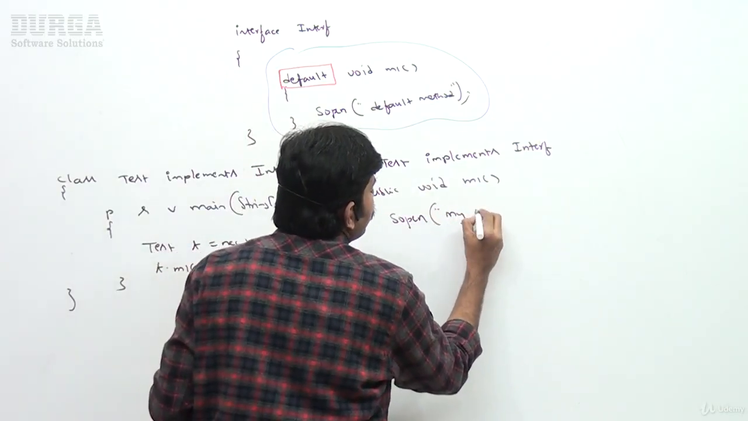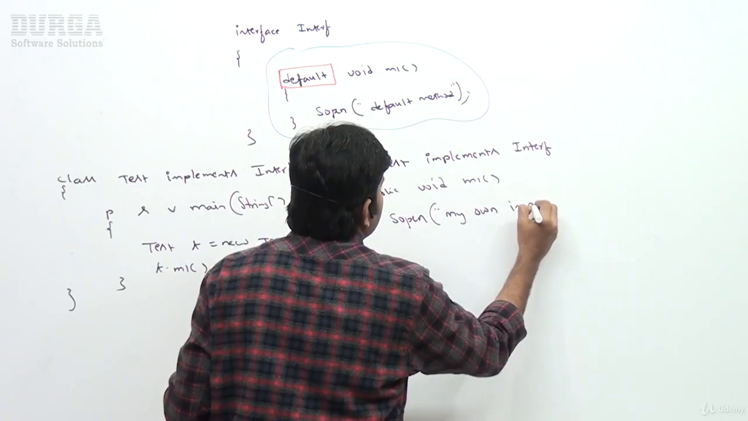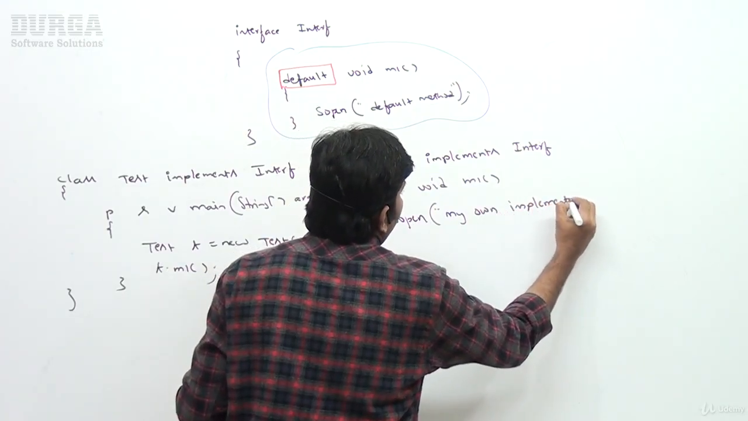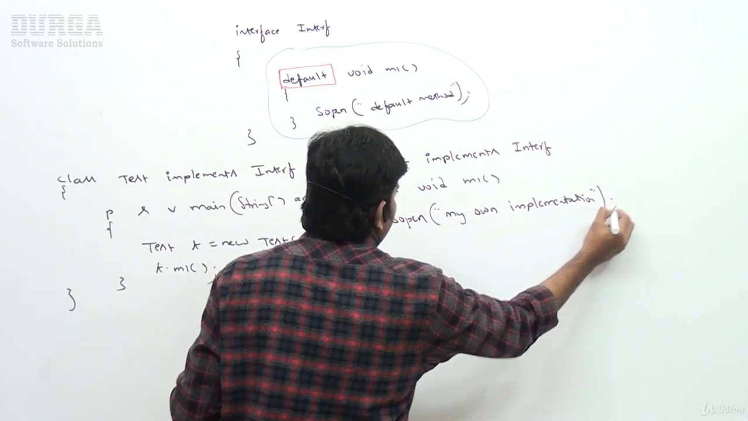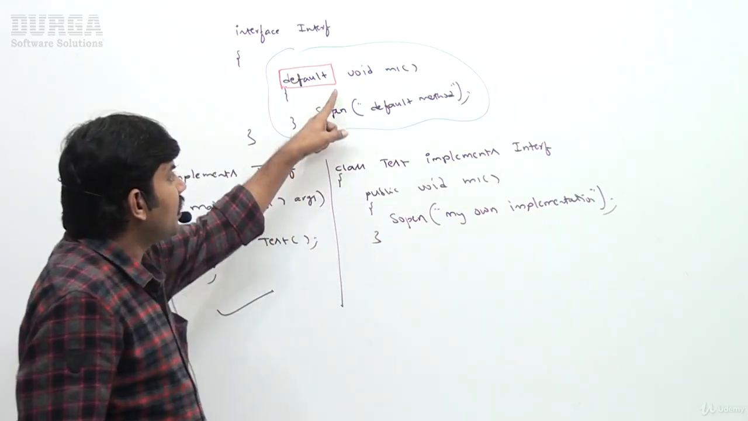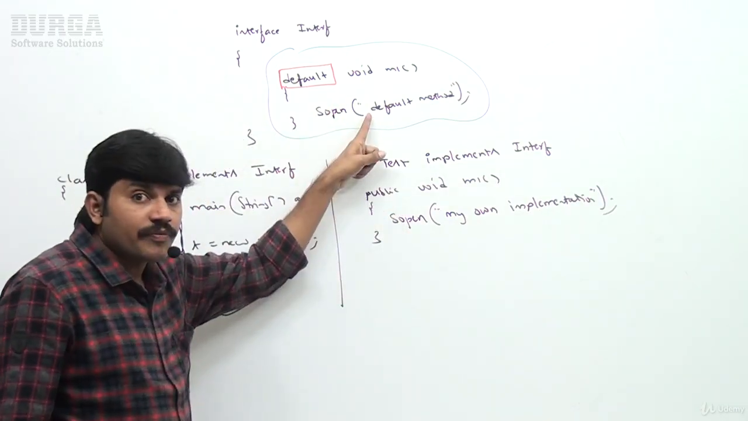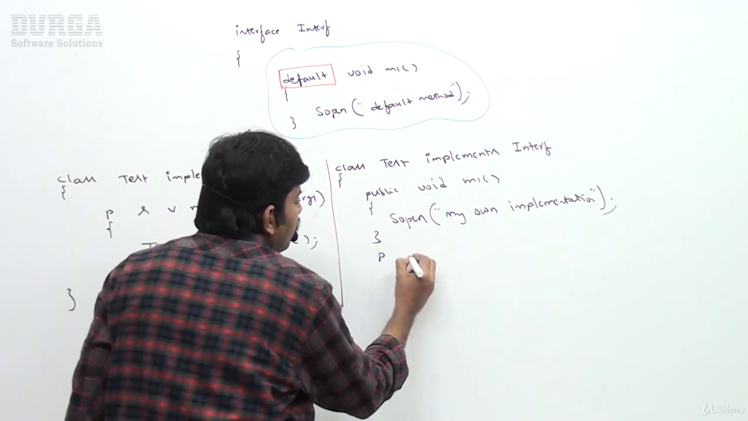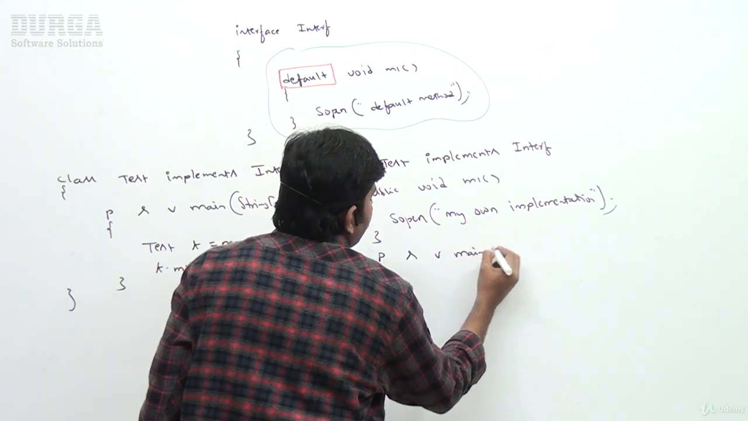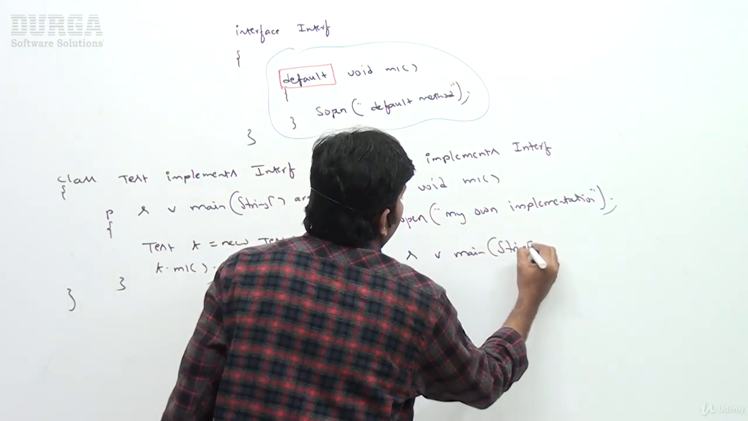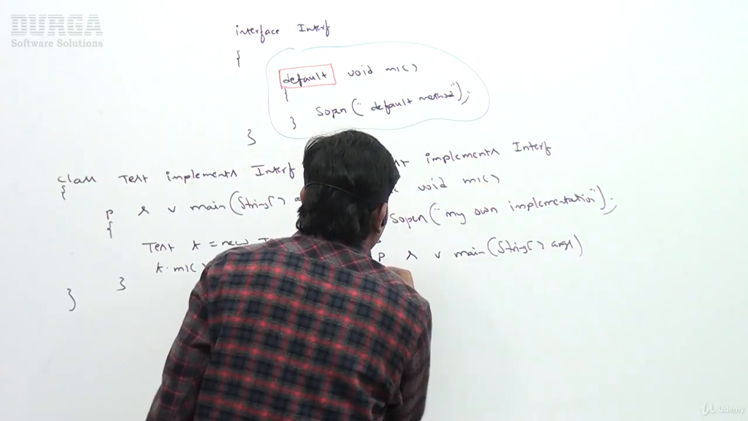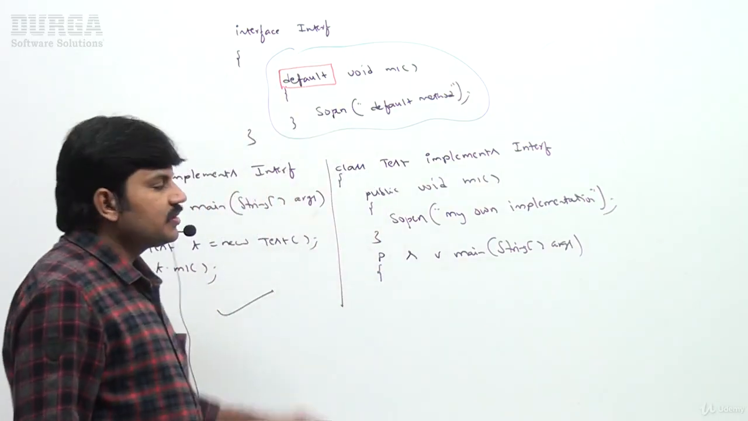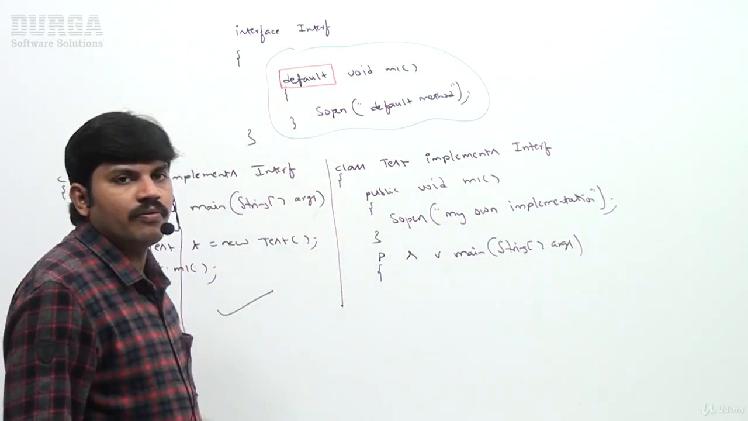System.out.println my own implementation. I'm taking this one. Okay, I'm trying to override the interface default method in the implementation class. Now, public static void main method, string array args. Sir, if you want to call this, what is the possibility?